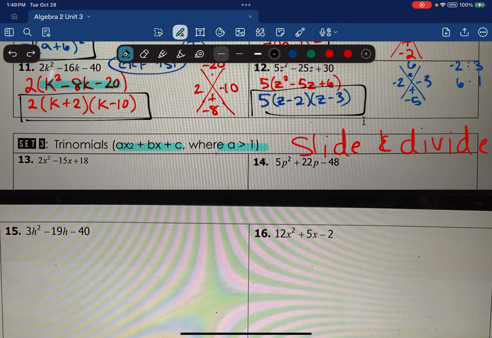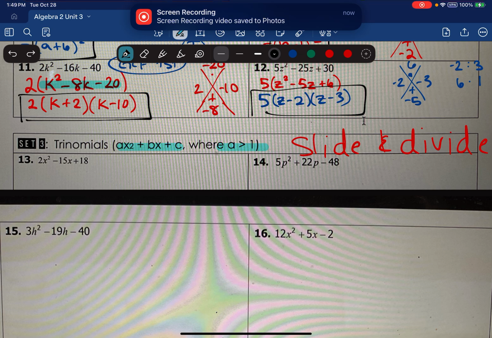All right. Now, when factoring, we take out a greatest common factor if we can, and then we look at the value of a. If a is bigger than 1 and we can't take out a greatest common factor, then we're going to do a method called slide and divide.